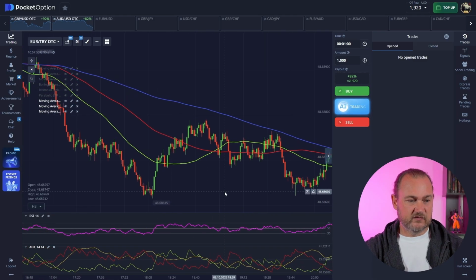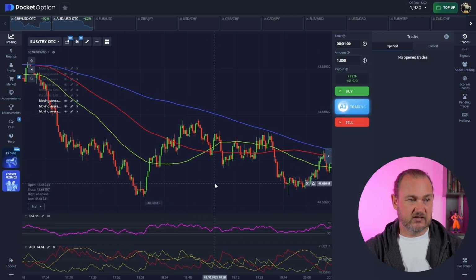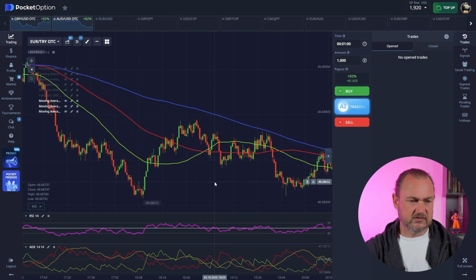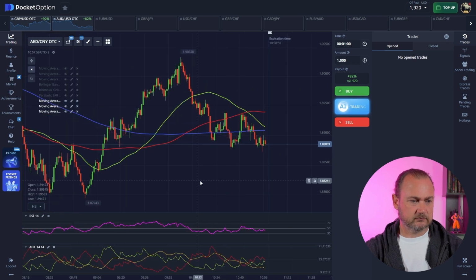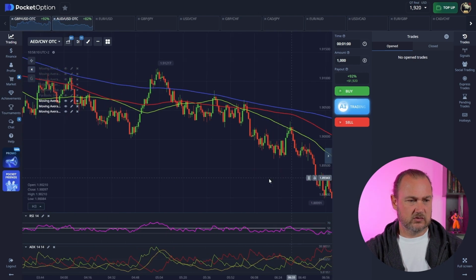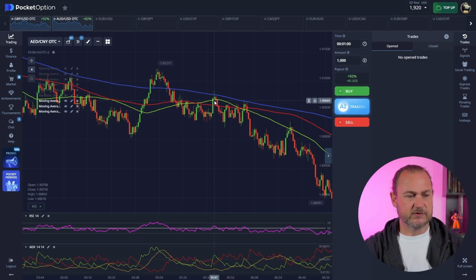But let's find a beautiful example of stuff that I actually like to trade, and we do get a lot of examples of them during the day. Let's go to a different asset. Not quite. Okay, so here's a beautiful example.